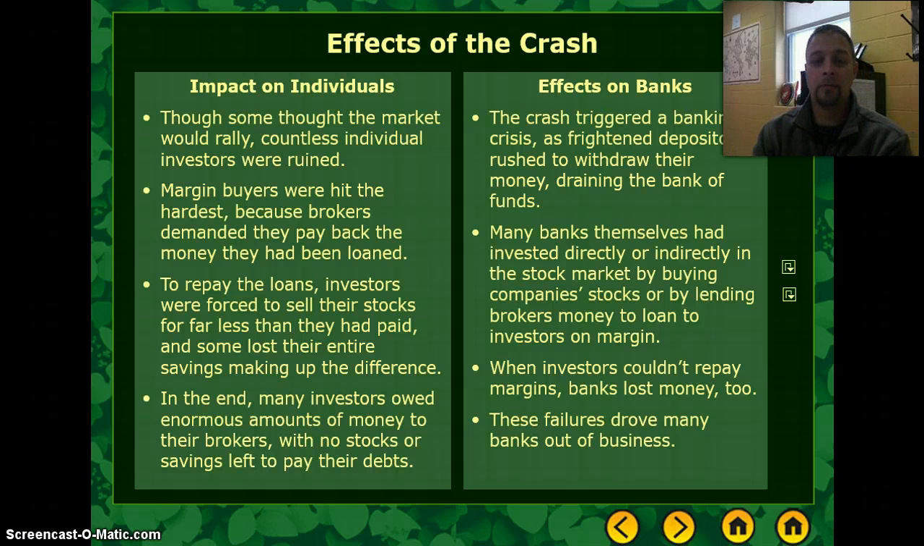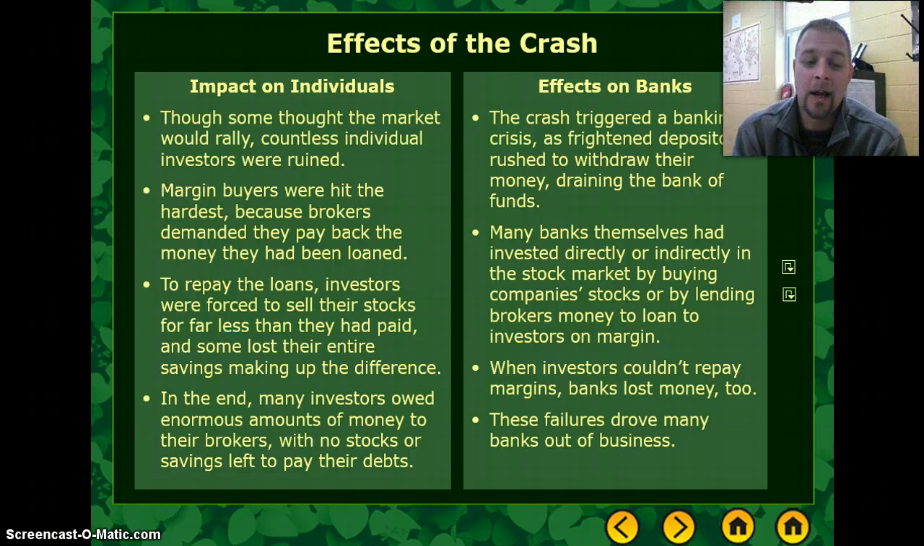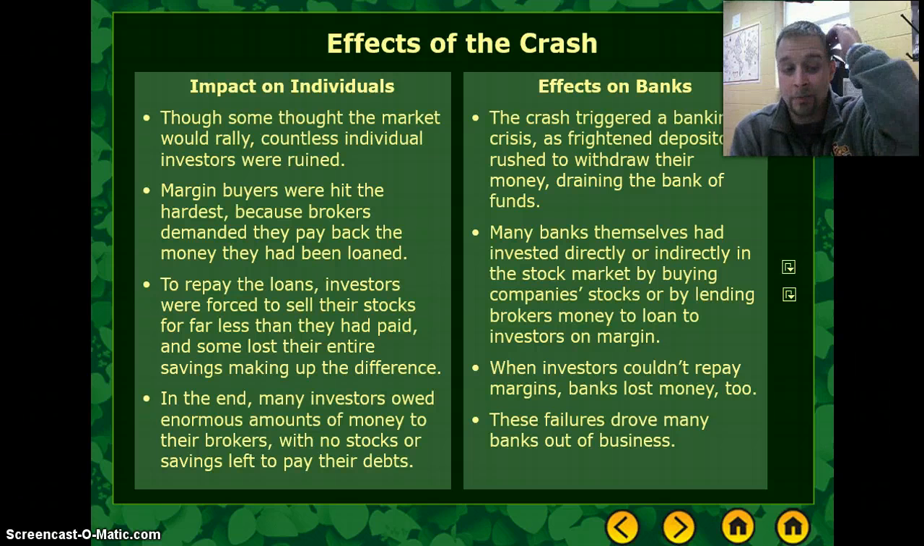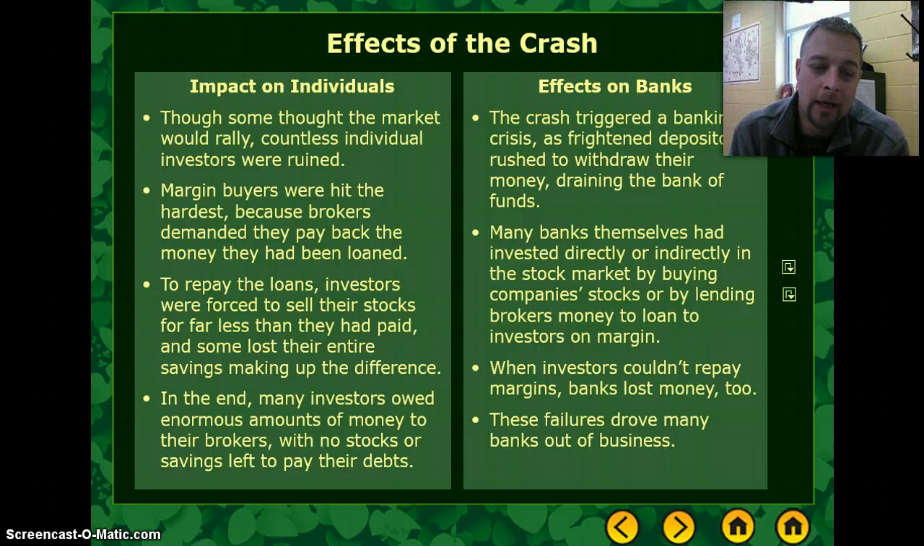Depositors rush to withdraw their money, which drains the bank of funds. And banks had also invested directly or indirectly, oftentimes, in the stock market by buying company stocks or by lending brokers money to loan to investors on the margins. So what happens is investors couldn't repay the margins, stockbrokers couldn't repay the banks, and the banks begin to lose money. And as people go to withdraw more and more of their savings from the bank, basically the banks run out of money. And when a bank runs out of money, it goes out of business.